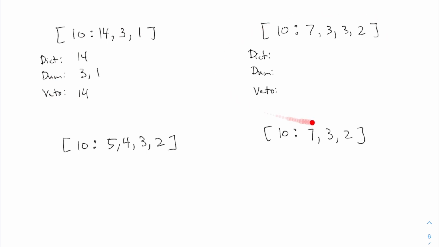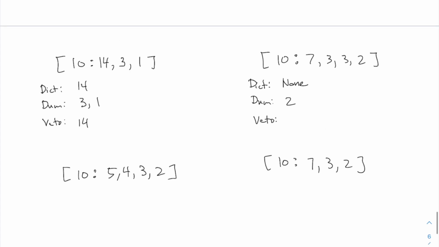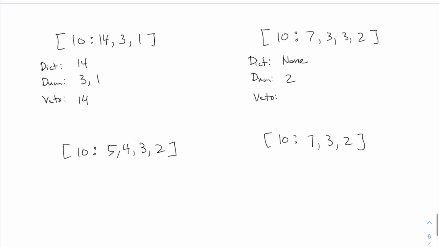How about this one over here? Is there a dictator? No. The dictator is always very easy to tell. So there is no dictator here. None. How about dummies? Is there any number here which you can never use to get to the quota in an important way? Any thoughts? Yeah, the 2, I believe, in this example is a dummy. Because there is no scenario in which you can add these numbers up to make 10 in which the 2 is important, all right?